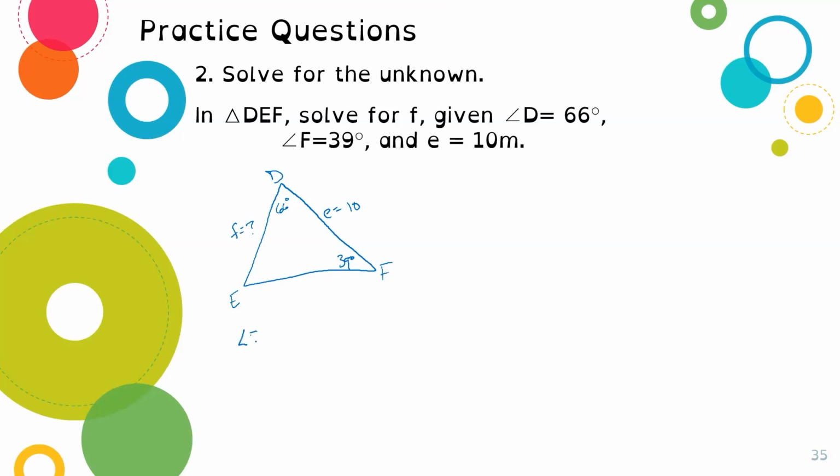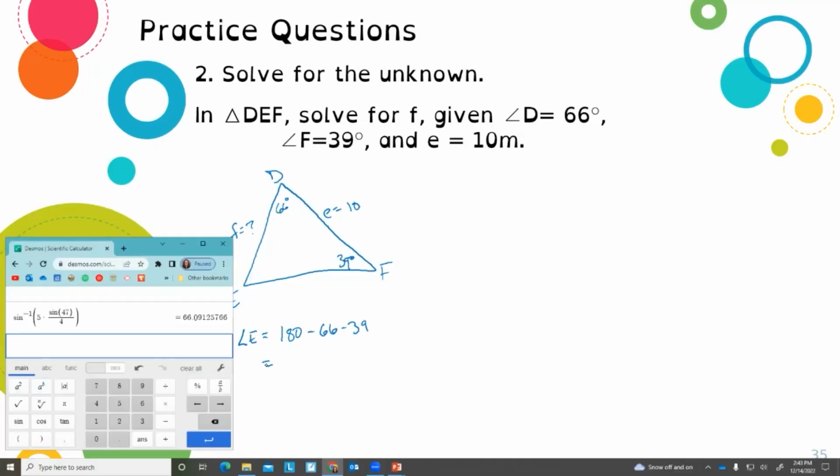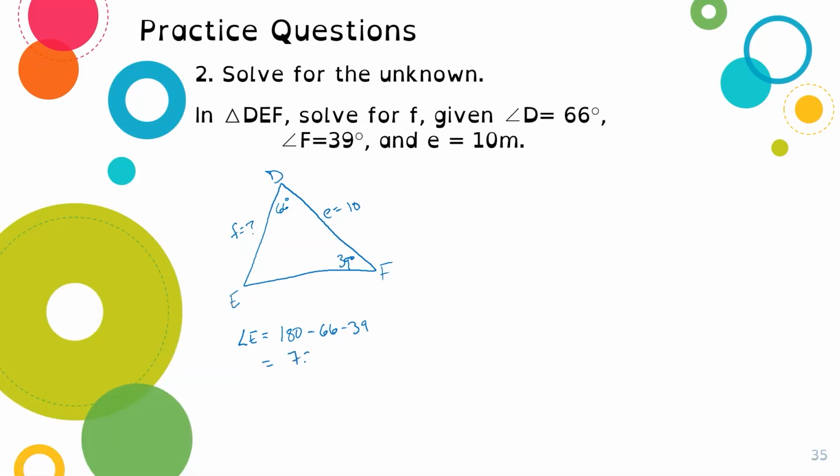So angle E is equal to 180 degrees, because all triangles add up to 180 degrees, take away 66, take away 39. So using our Desmos, if our brain is not on our side today to do mental math, totally reasonable, 180 take away 66, take away 39 is equal to 75. So angle E is equal to 75 degrees.